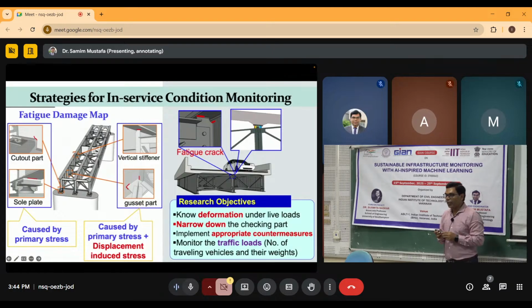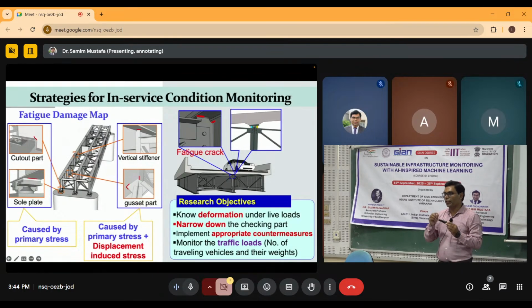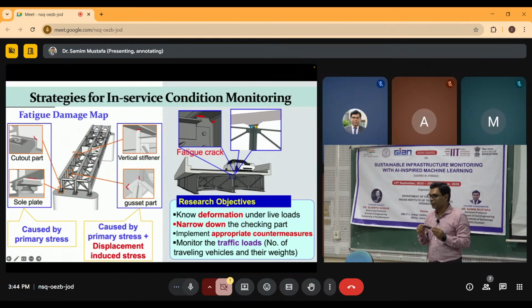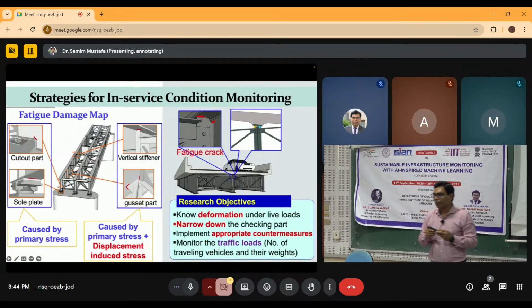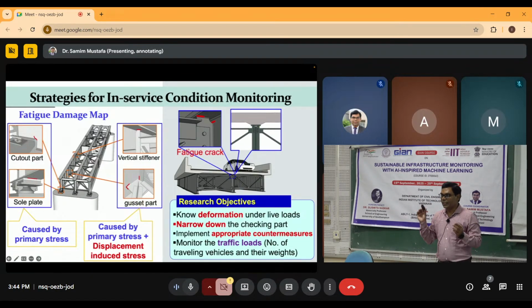So what do we need to monitor? We need to monitor the number of vehicles as well as the load of the vehicles. So how to determine those things? Any idea? For a real bridge, suppose there is a bridge, we want to determine how many vehicles are traveling and what is the load of the vehicles. Is it possible to determine?